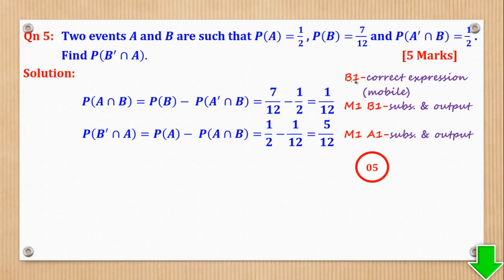So the first mark was mobile. Mobile means it can be given for this expression or for this expression. Then this one is for this subtraction output. You could also use a Venn diagram. It is still okay.